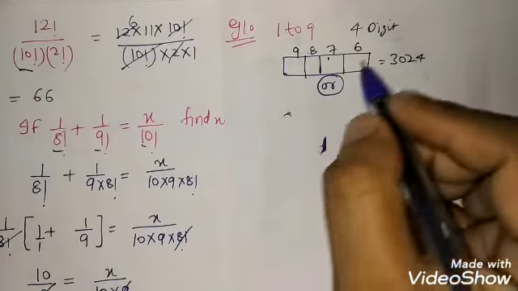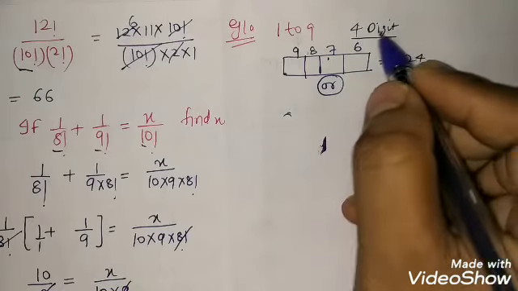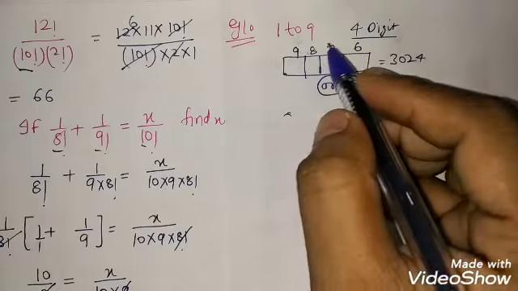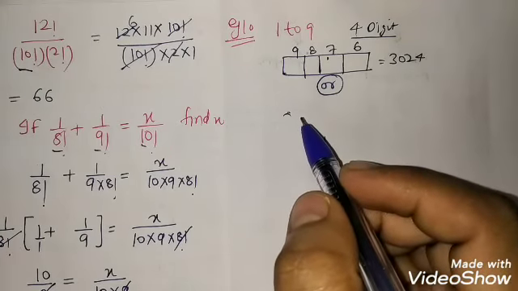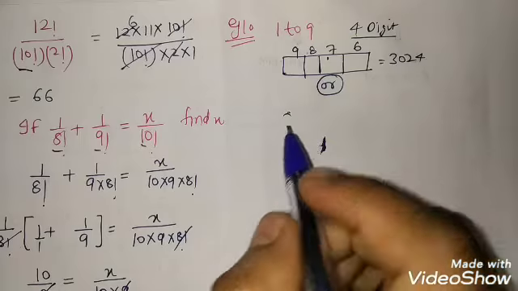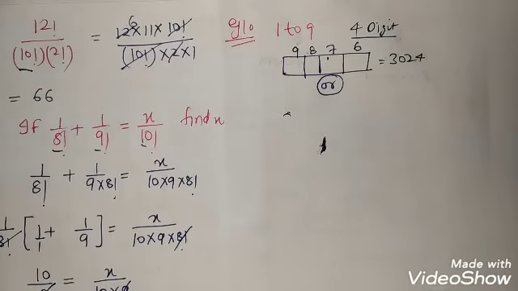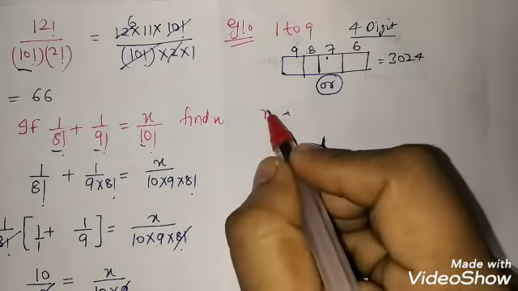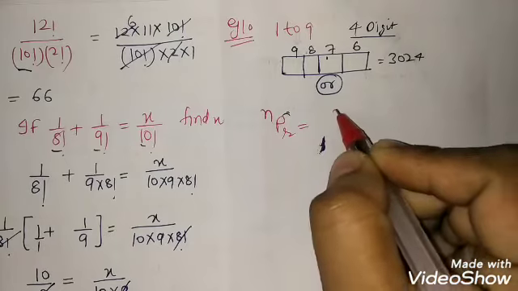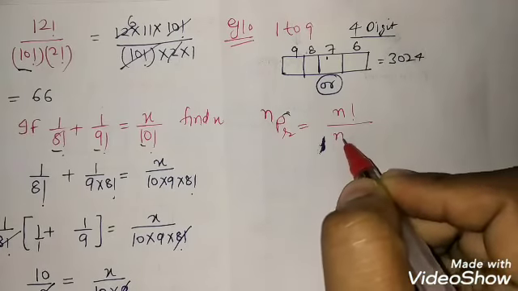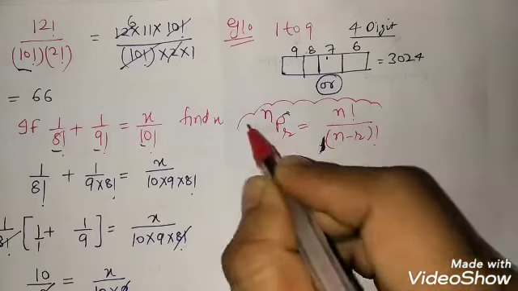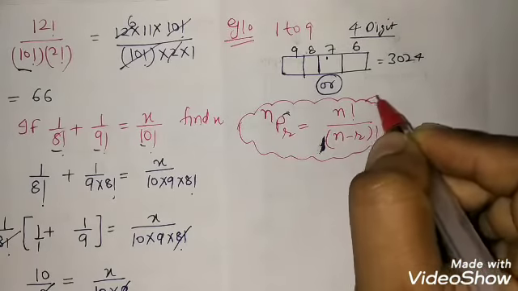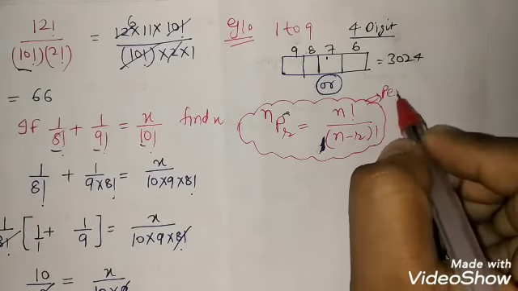Or another method: if the repetition of digits is not allowed and the digits are not being repeated, we can use permutations. How? I am going to tell you the formula for permutation. The formula of permutation is nPr is equal to n factorial upon n minus r factorial. This is the formula of permutation.